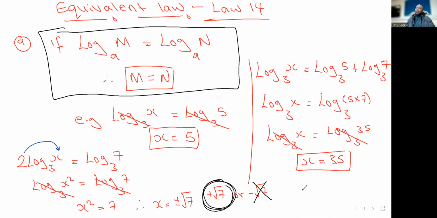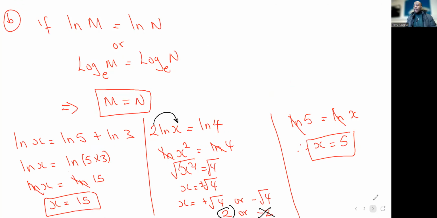So the first one is if you have a logarithm on both sides of the equal to sign, one on the left, one on the right, then you can cancel out. If you have more than one or two on both sides, you have to make sure you compress or combine it using the relevant laws, product law, division law, power law or any other law, and make sure that you have one on both sides. That also applies to ln as well.